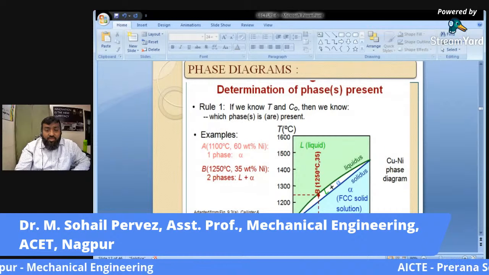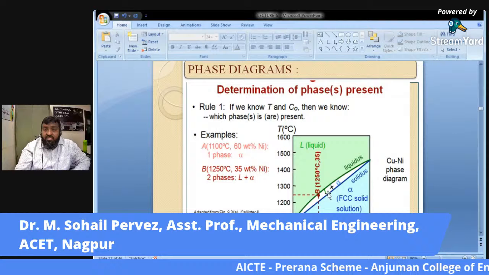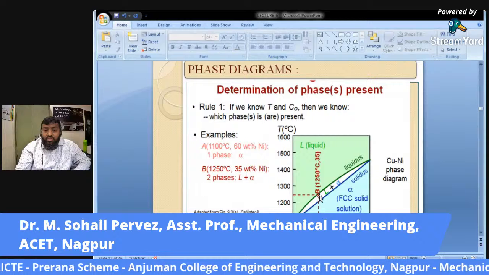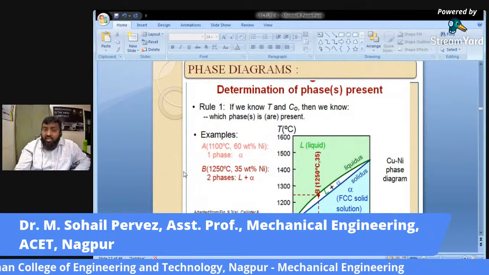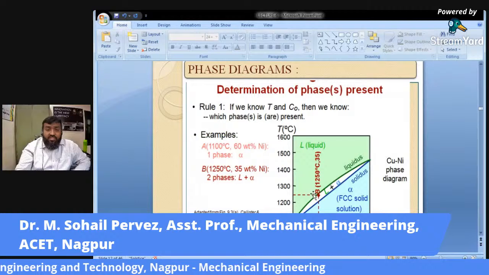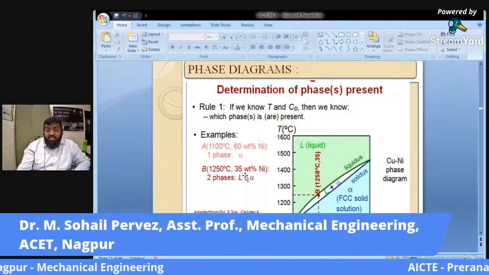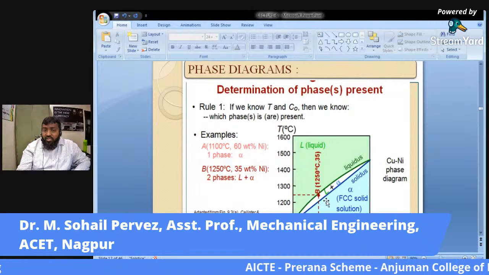Number 2, that is between this 1250 degree, say at this 1250 degree, if you take point B, the same figure will be continued in the next problems also. So in this phase, liquid plus solid, and the third phase is liquid phase. So this is rule 1, wherein we can say how many phases are present. Say 3 phases: liquid, solid, liquid plus solid.